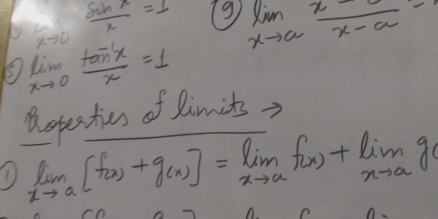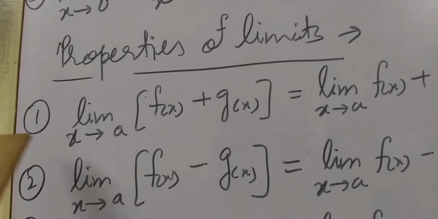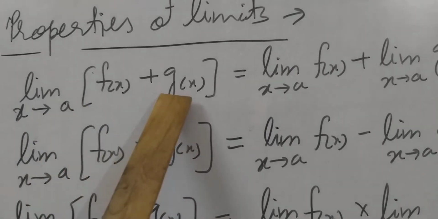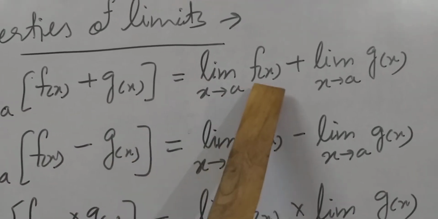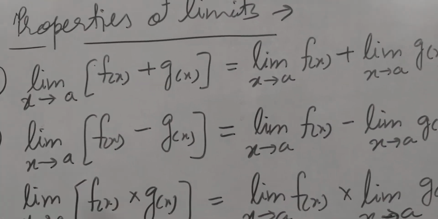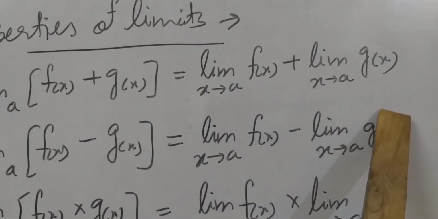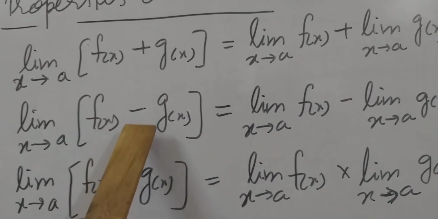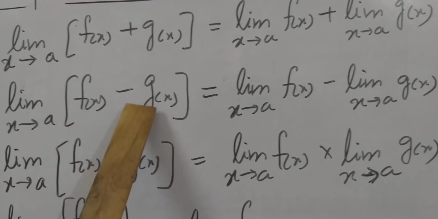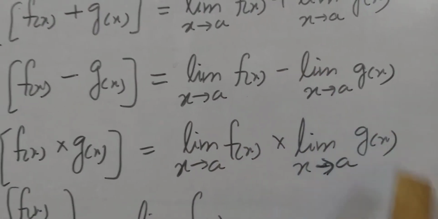Okay, now let us revise all the properties of limits. First property, students: limit x tends to a, f(x) plus g(x) equals limit x tends to a f(x) plus limit x tends to a g(x). We can distribute the limit over addition. We can distribute the limit over subtraction: limit x tends to a, f(x) minus g(x) equals limit x tends to a f(x) minus limit x tends to a g(x).